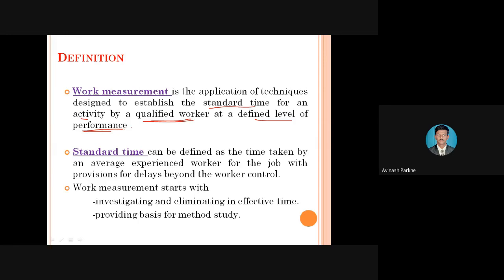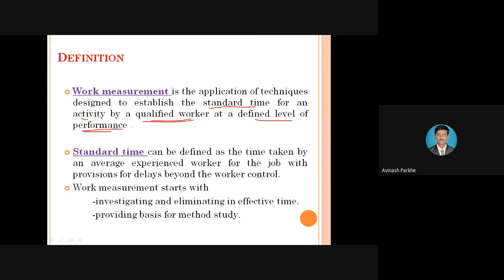Then we can measure the standard time required to perform that particular job. Therefore, in the work measurement concept, this is the standard technique used to determine the standard time required for a qualified worker performing the activity or task. But while measuring that standard time, it is to be measured at the defined level of performance. That means without any breakage of the tool, without taking any break, without any breakage of any components. If I measure that standard time, that concept is called work measurement.